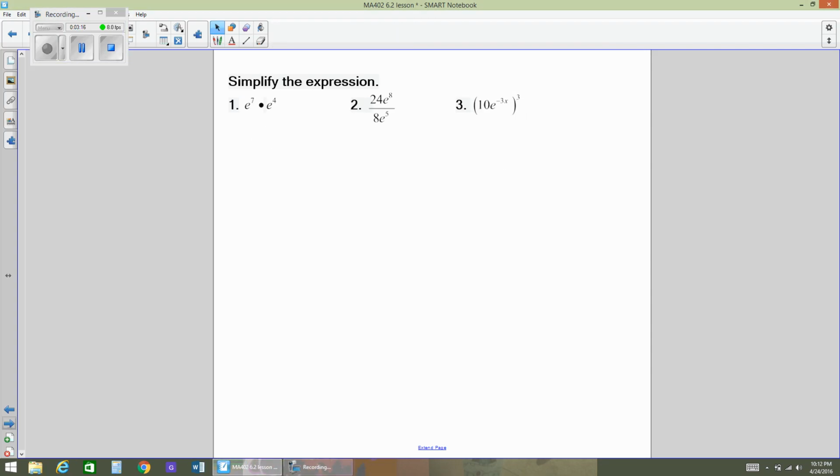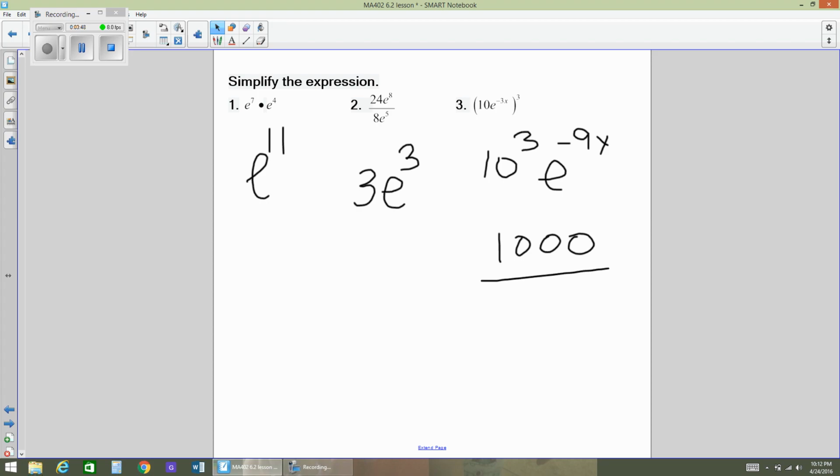Okay, so e to the 7th times e to the 4th. 7 plus 4 is 11. 24 over 8 is 3. And 8 minus 5 is also 3, so I have 3e to the third. This is 10 cubed e to the negative 9x. So you've got lots of business going on here. First you have the 10 cubed, so that's 1000. And then the e to the negative 9x goes down and becomes positive. Okay, so you just remember those rules from chapter 5, and we can rock and roll with simplifying.